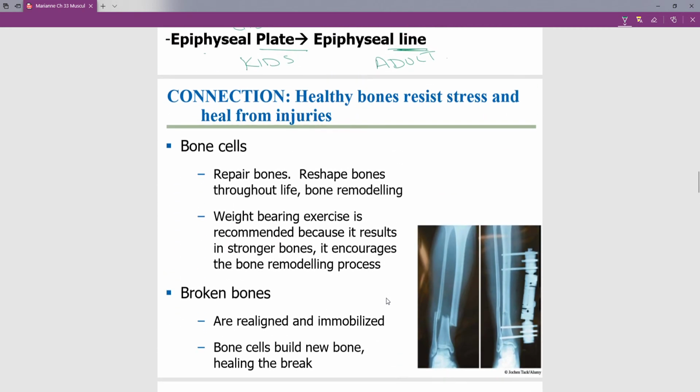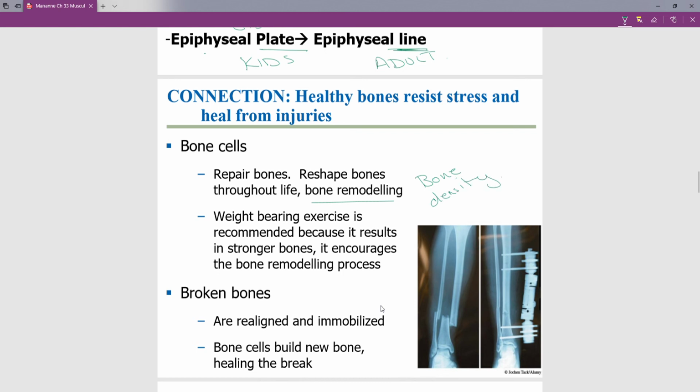Again, in class, we can talk about this, but I think if you have broken a bone, you have an intimate understanding of this. And so basically, healthy bones do resist stress and heal from injuries. Bone cells are always reshaping bones throughout life, or bone modeling. And we've talked about maybe bone density as a thing in human health in other courses or in first aid or, you know, just in your life. So bone density.